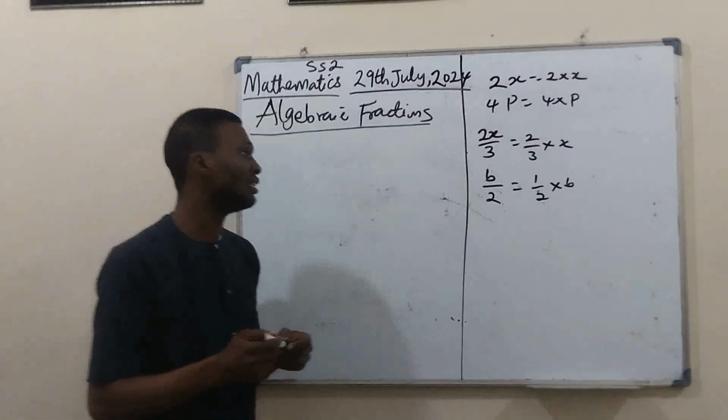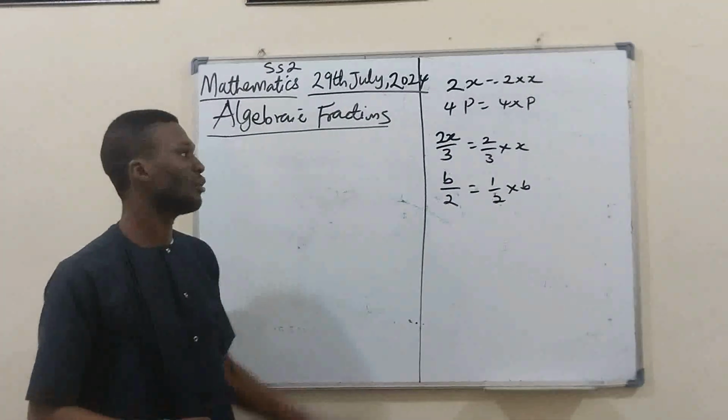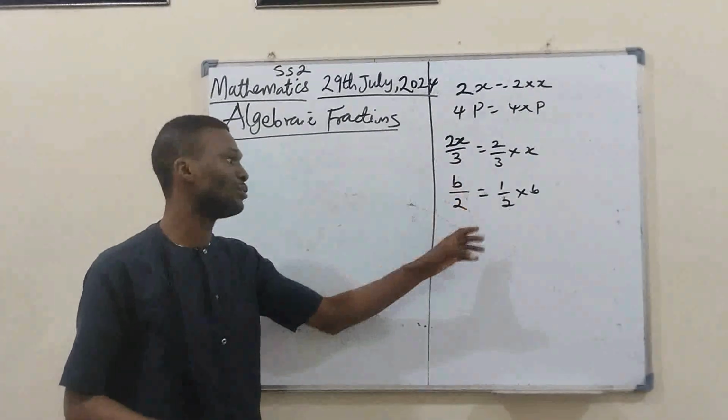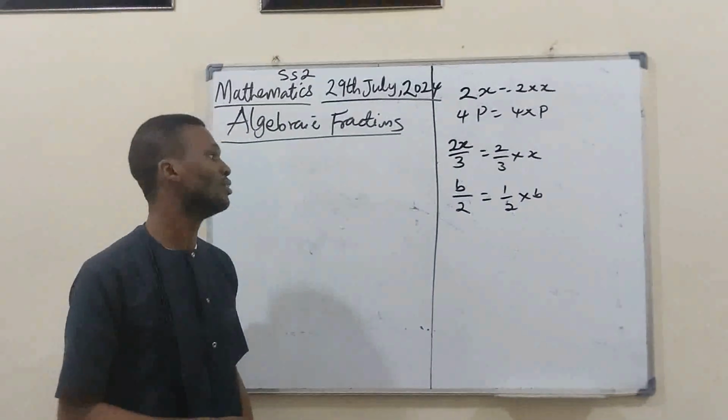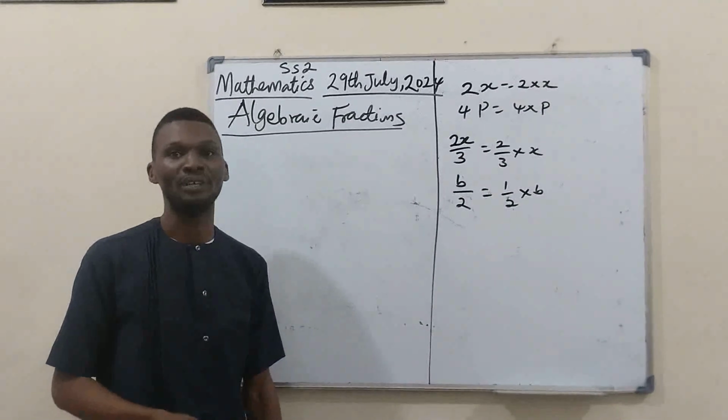The same thing applies here. For algebraic fractions, the coefficients must give us fractions. Here we have 2 over 3 times x giving us 2x over 3, and 1 over 2 times b giving us b over 2. So the coefficient here is a half, and the coefficient the other way is 2 all over 3.